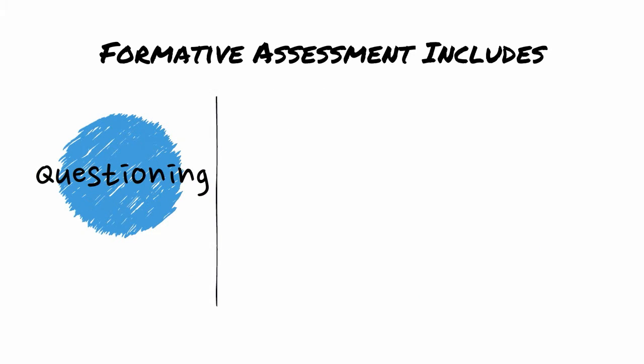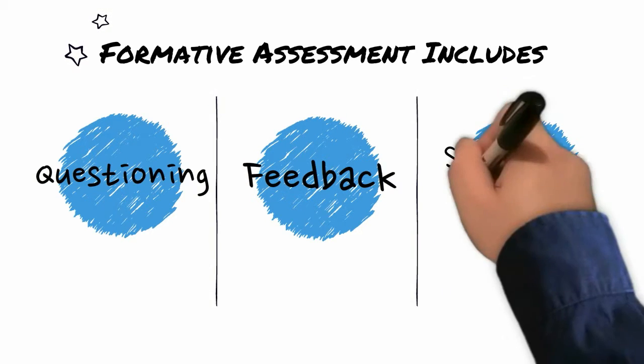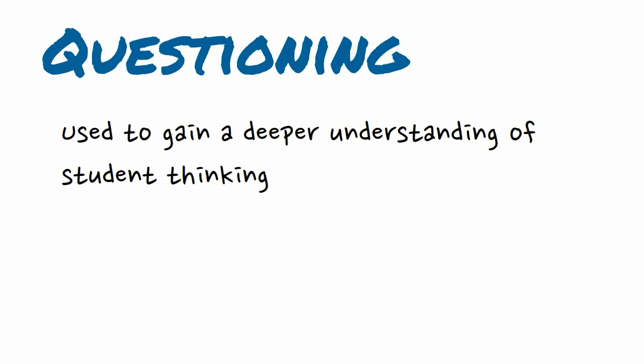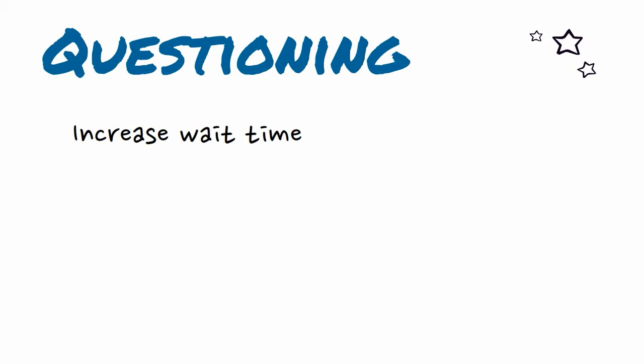There are many ways that a teacher could formatively assess. Let's look at a few elements of formative assessment. The first being questioning. Questioning is a technique used by teachers to try to gain a deeper understanding of student thinking. Too often, teachers ask surface-level questions and don't allow enough wait time for students to process the question. To gain a deeper understanding of student thinking, teachers should provide more time for students to think through their answers.